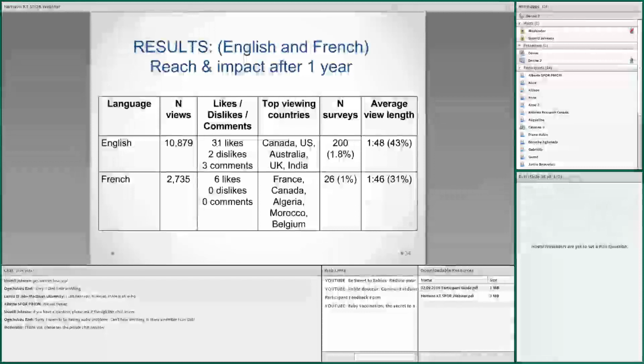But even so, we still had very few surveys. So for the English video, 1.8% response rate compared to the views, and in French 1%. And still the view length. So only 43% of the English viewers viewed the whole video all the way through, and for the French viewers they only viewed the first third.